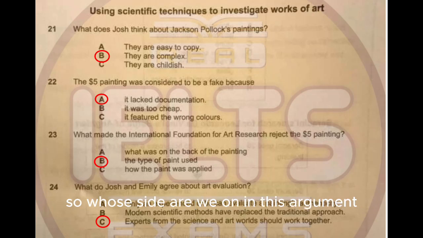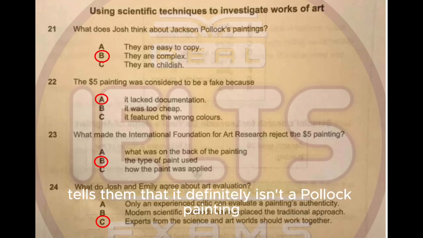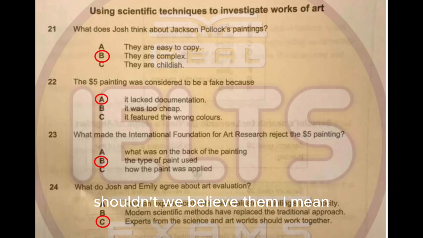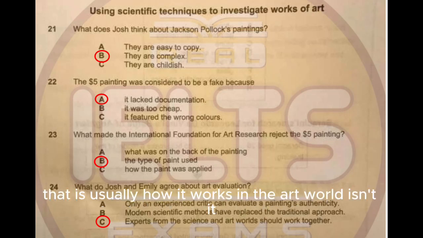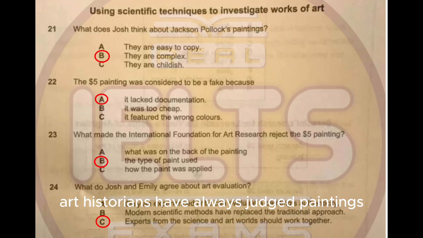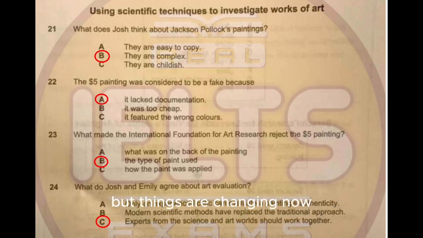Right. So whose side are we on in this argument? When it comes to art, you can see the art critic's point. If their knowledge and expertise tells them that it definitely isn't a Pollock painting, shouldn't we believe them? I mean, that is usually how it works in the art world, isn't it? Art historians have always judged paintings, but things are changing now. If we have modern scientific techniques like fingerprint analysis, why not use them? That's true. Well, maybe we need a combination. I think you're right.